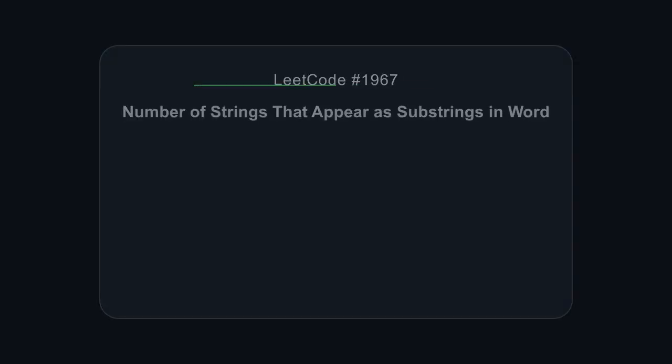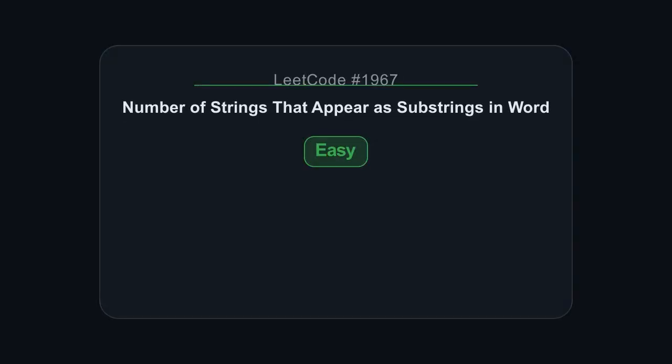You'll spot this pattern when you need to perform multiple lookups or checks against a fixed set of data that can be preprocessed. If an operation is expensive, but its results are reusable, like checking for substrings in a single word multiple times, consider precomputing and storing them in a hash set or similar data structure for O(1) constant time average case lookups.